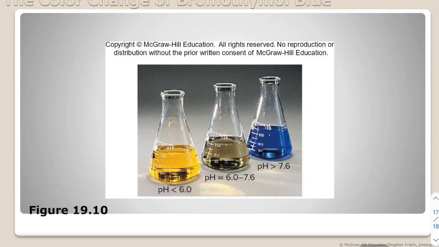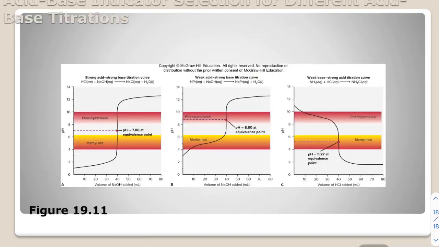Okay, these are the color changes of bromothymol blue according to the pH. If it is less than 6, it is yellow, and then this is up to 7.6, and this is greater than 7.6, blue color.